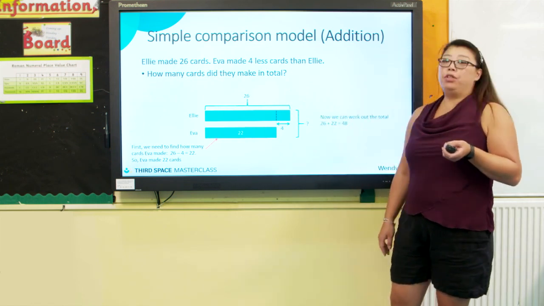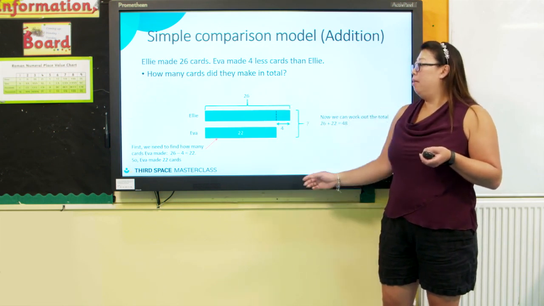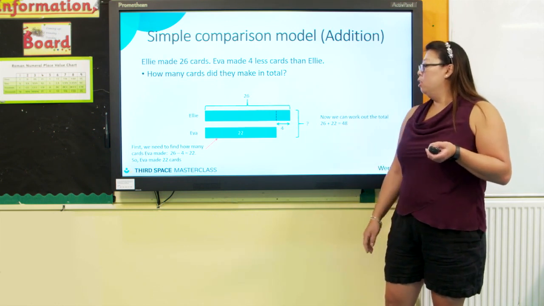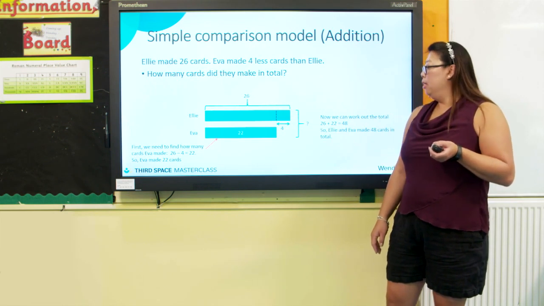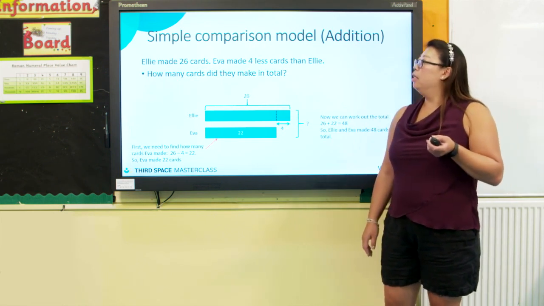Now we can work out the total, so pretty simple now. We've got 26 cards that Ellie made, 22 cards that Eva made, so altogether 26 plus 22 is 48. Again, full answer, so Ellie and Eva made 48 cards in total.